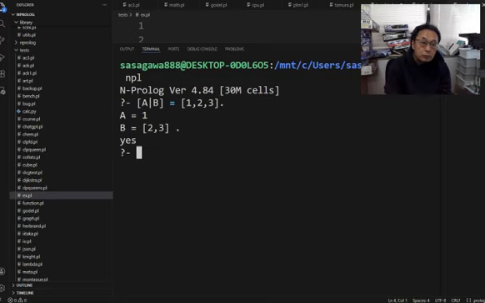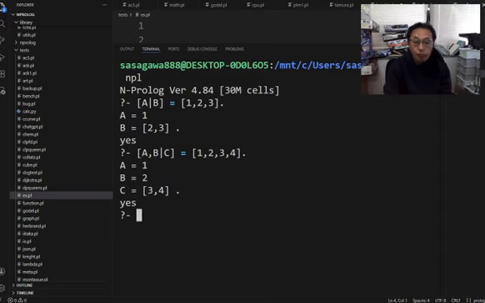For example, [A|B] equals [1,2,3]. Then, A equals 1, B equals [2,3]. Very simple. But it gets more interesting. You can match multiple elements: [A,B|C] equals [1,2,3,4]. Now, A equals 1, B equals 2, C equals [3,4]. So Prolog automatically splits the list for you.